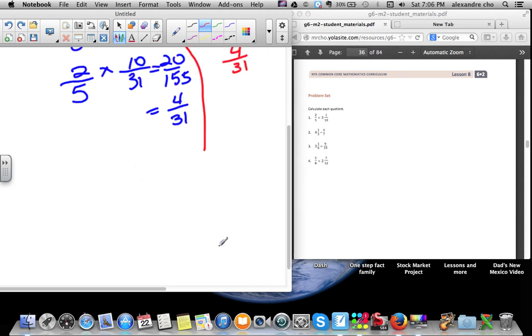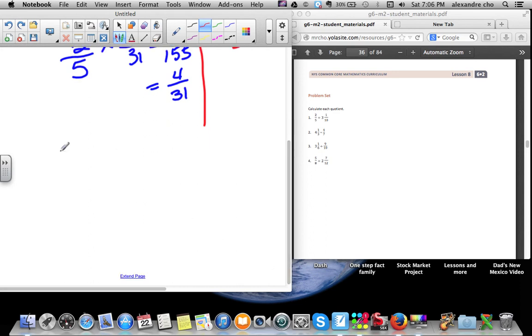Next one, 4 1/3 divided by 4/7. Alright, so let's do this by multiplying. So 3 times 4 is 12, plus 1 is 13. You get 13/3 divided by 4/7.